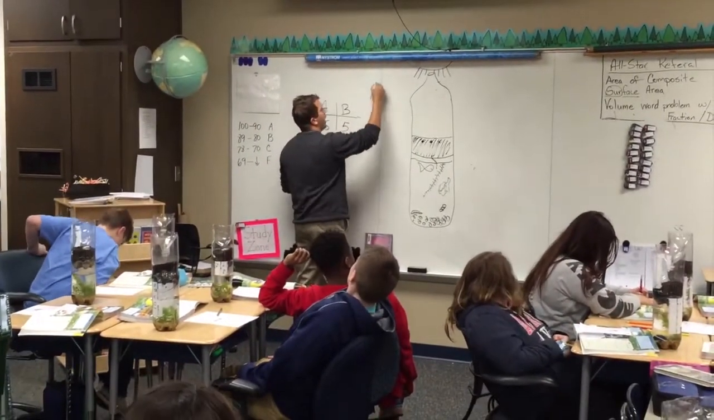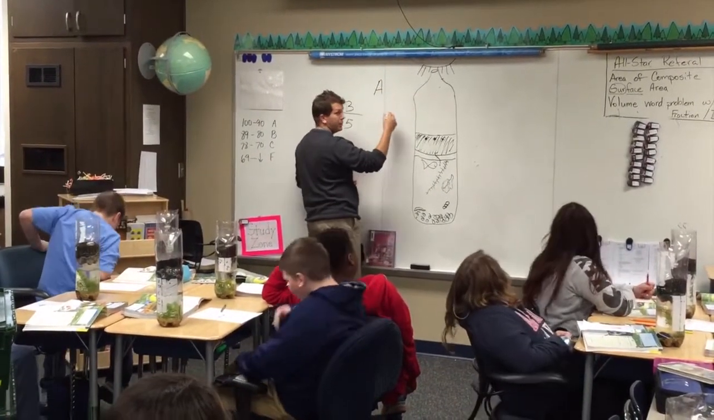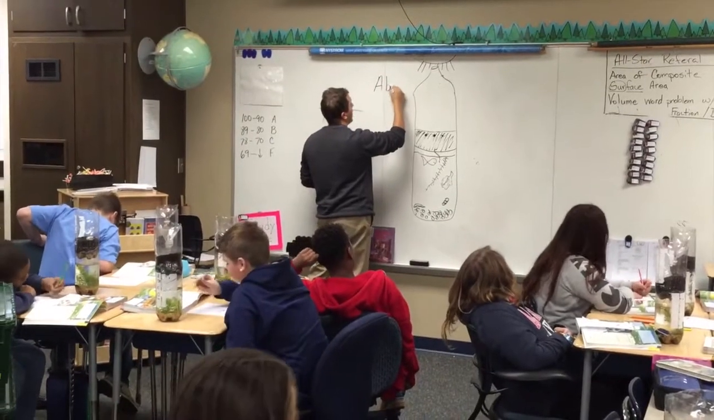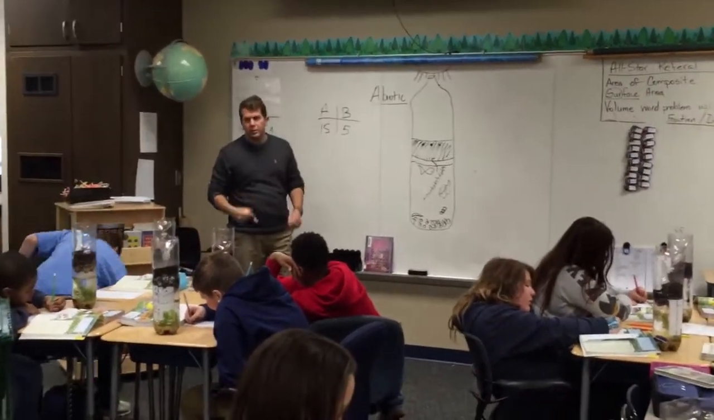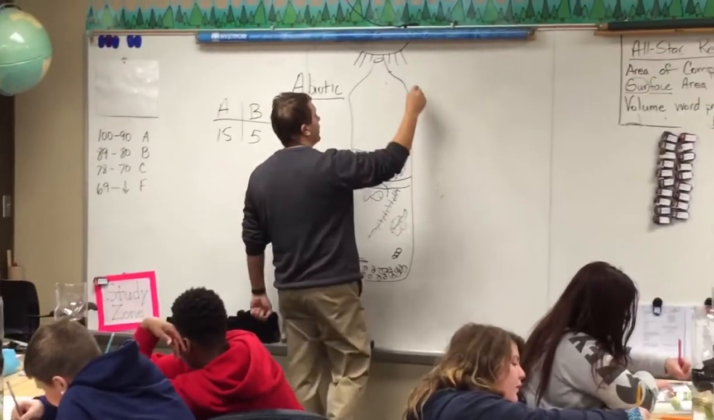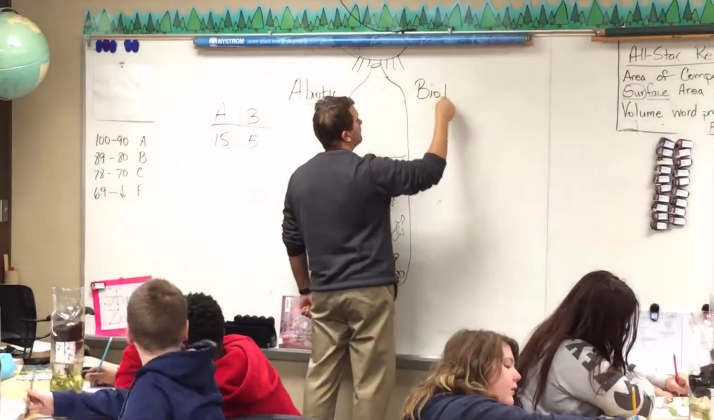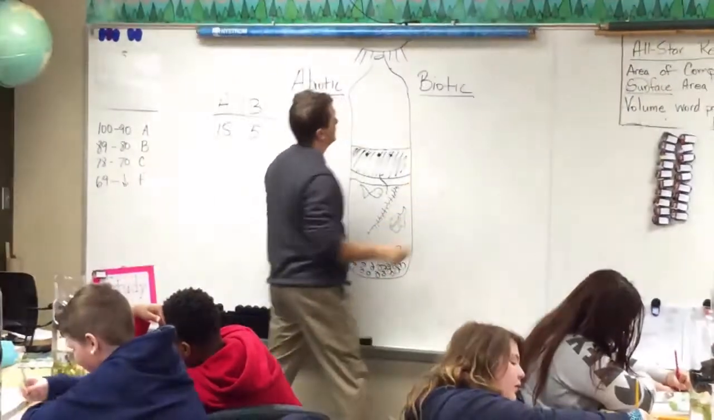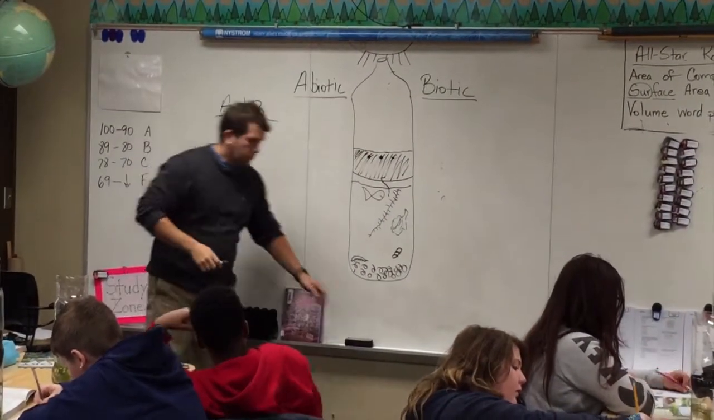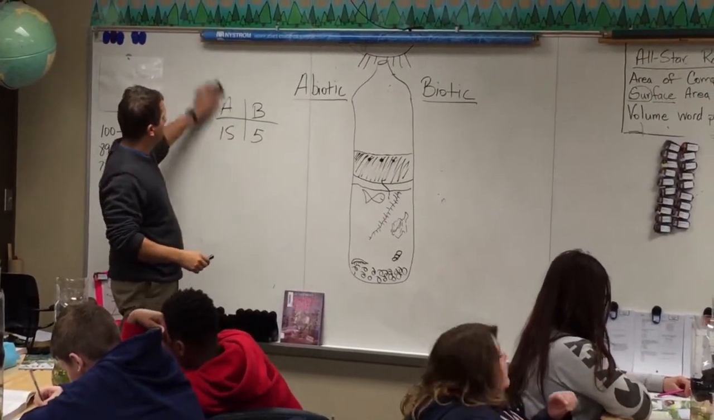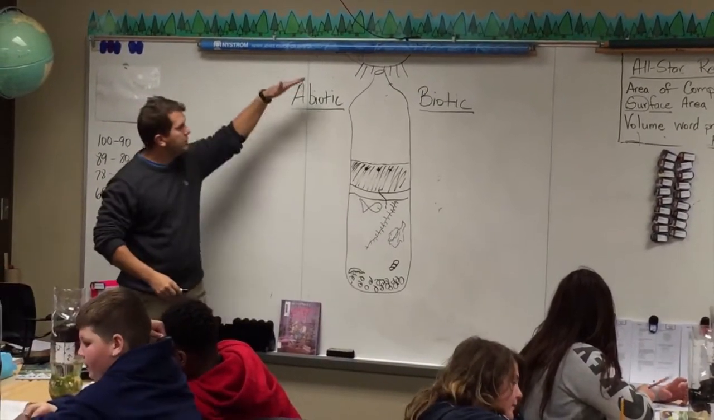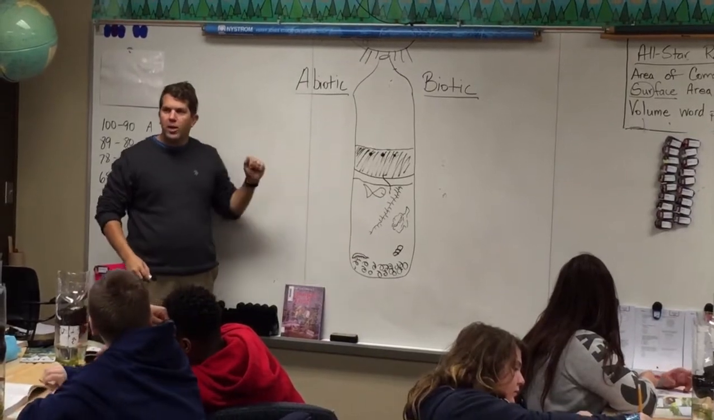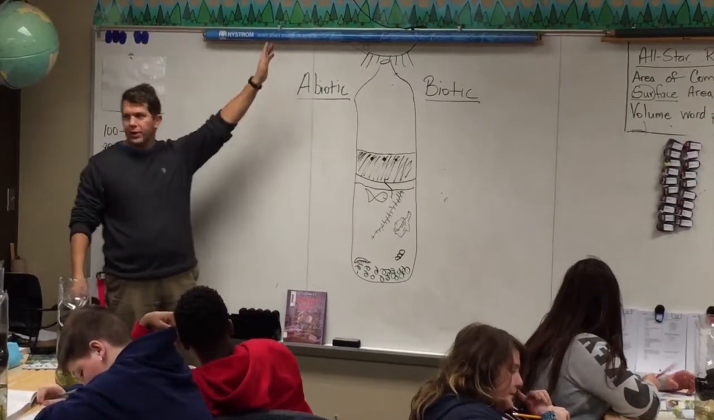So on this side, I want you guys to put this title up here. Abiotic. All right. What do you think we're going to put on the other side? Biotic. Yep. So put biotic over here. All right. So let's go down and label 15 to 5. Let's go from the top down. What do we have that's abiotic starting at the top?